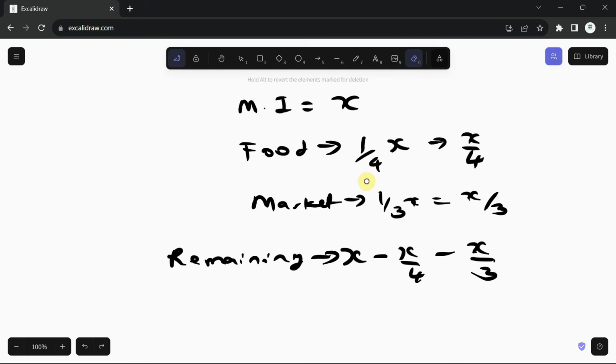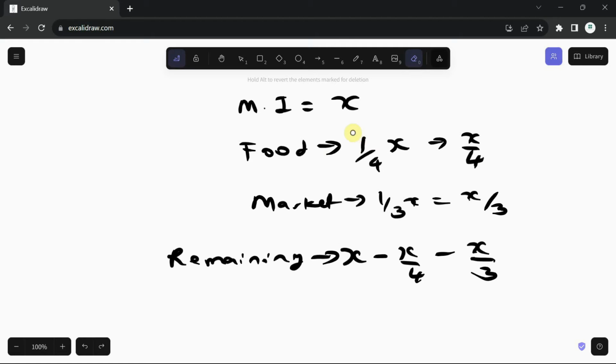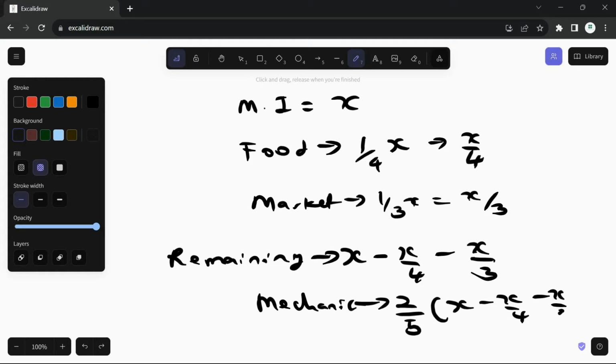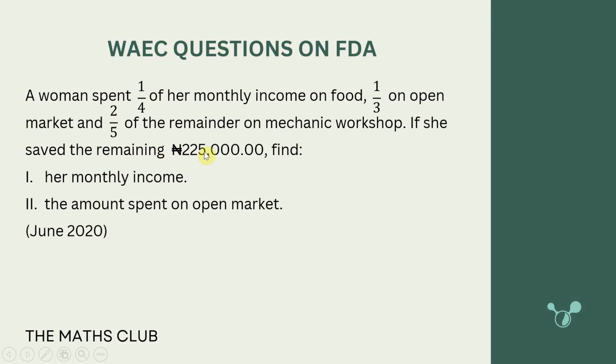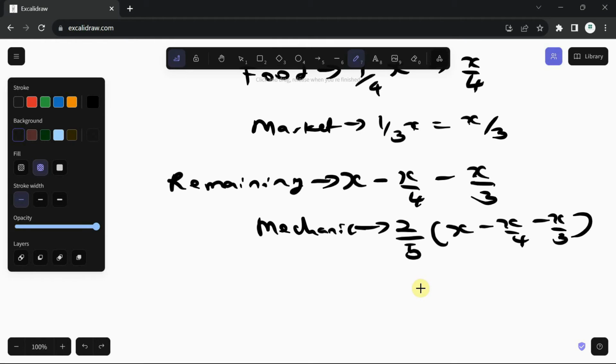Great. So remember, the question says that she used 2/5 of the remainder on the mechanic workshop. So on the mechanic workshop, she used 2/5 of this remainder, which is x minus x over 4 minus x over 3. If she saved the remaining 225,000, find her monthly income. So that means that after she spent all of this, she still had a remainder of 225,000. But before we do that, let's simplify this remainder for the mechanic.